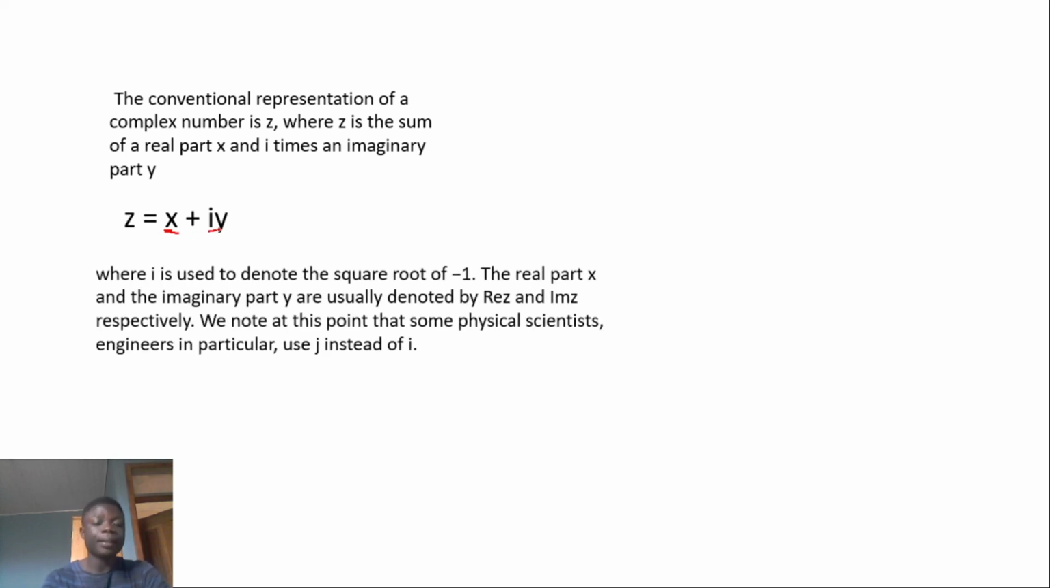So let's see something here. i is used to denote the square root of -1. The real part x and the imaginary part y are usually denoted by this. So mostly as an engineer or physical scientist, we don't use i, but we use j instead of i. So I want to prove something to you. This says something which is very vital, that i itself is equal to the square root of -1. This is the basics of complex numbers.